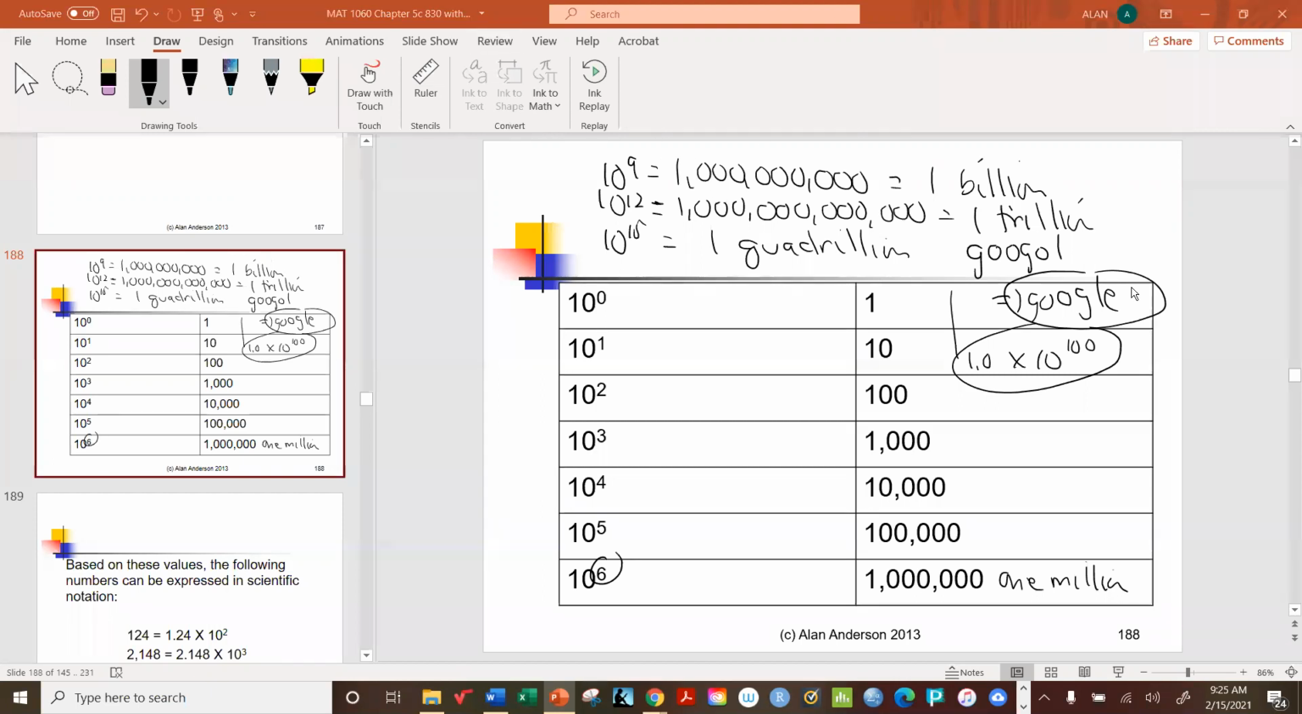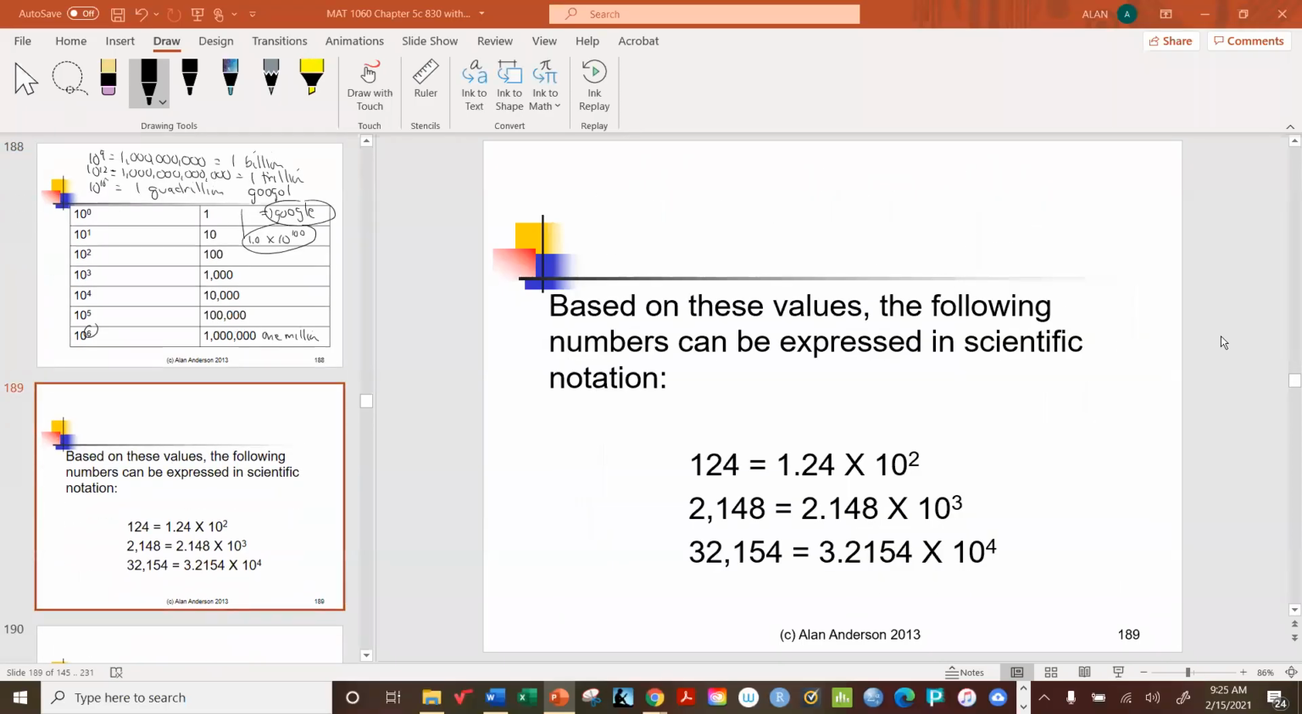Okay. All right, here we go. Now, here's some scientific notation. Now, remember, the whole idea is to turn this into a number with a single, yes.